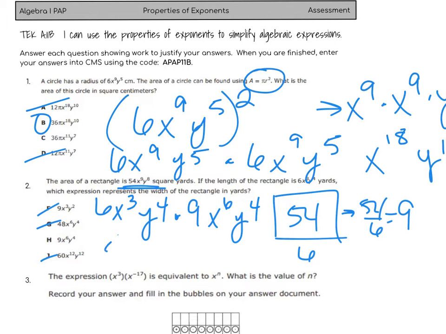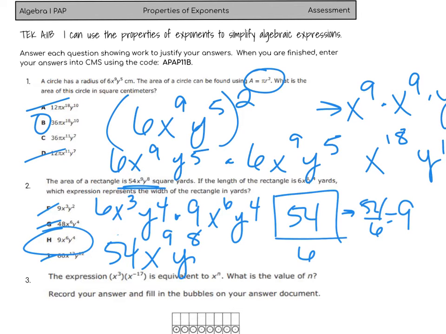So 6 times 9 is 54. X to the 3rd times x to the 6th, I add the exponents. X to the 9th. Y to the 4th times y to the 4th, I add the exponents. Y to the 8th. And look, that's exactly what it is.